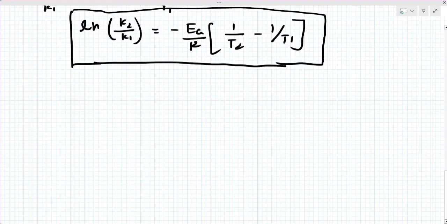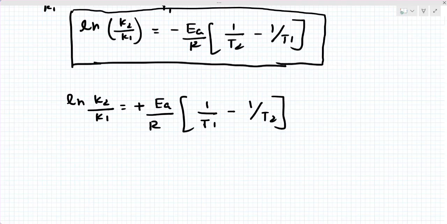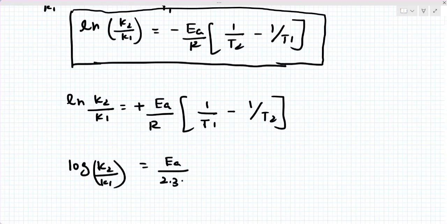I'm going to change what? T1 minus T2. Therefore, ln K2 by K1 equals plus EA by R into 1 by T1 minus 1 by T2. Now ln, I convert to log. Therefore, log K2 by K1 equals EA by 2.303 R into 1 by T1 minus 1 by T2.